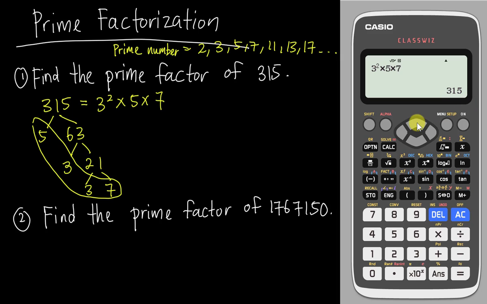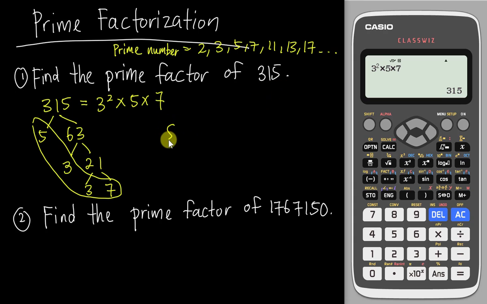So if the question asks what the prime factors of 315 are, then I know the prime factors of 315 will be 3, 5, and 7. Even though I have double 3 here, which is 9, I will not write 9 because 9 itself is not a prime number. So this is how we get the prime factors.